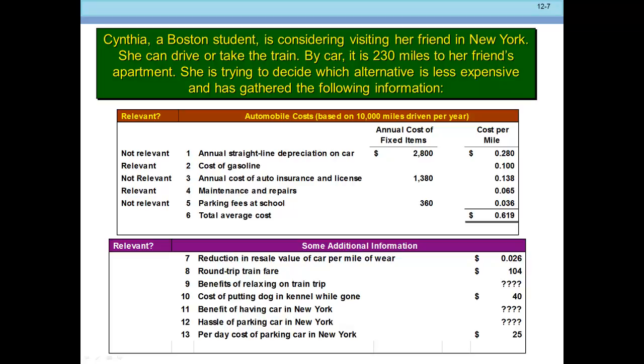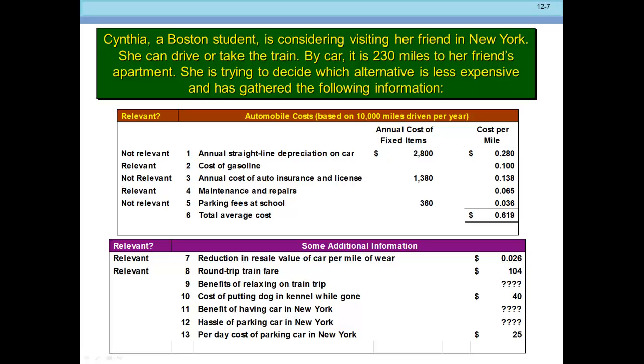Sketch, what about the reduction in the resale value of the car? I think that would be relevant. The more miles she drives, the greater the reduction in resale value. Sure, and the round-trip train fare? That's easy. Of course. If she drives, she doesn't have that cost.